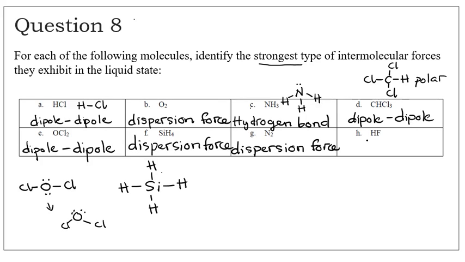Okay, HF, easy, hydrogen bond. Definitely polar. Fluorine is the most electronegative element. You only have two atoms, so there's really nothing to cancel out the polarity. And fluorine is one of the three unique cases when hydrogen bonds can be formed. So there you go, question 8.